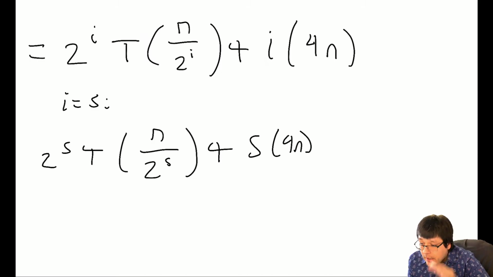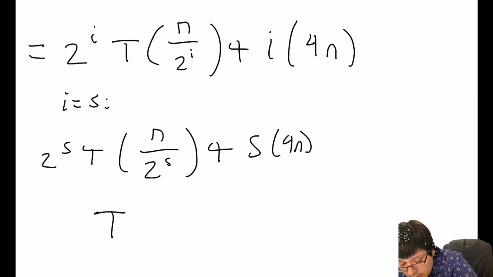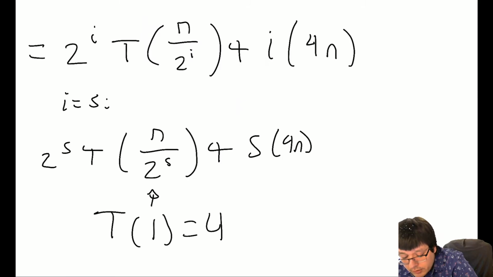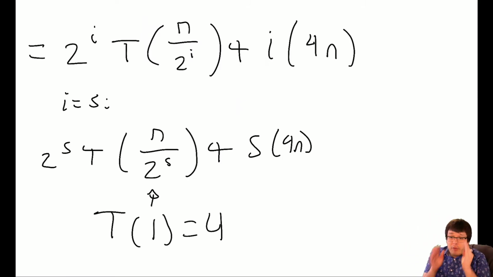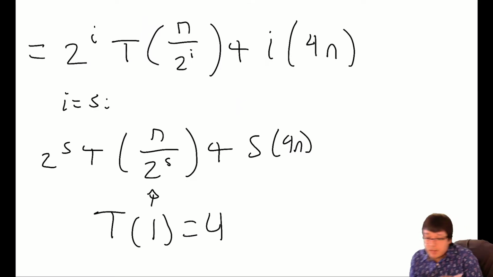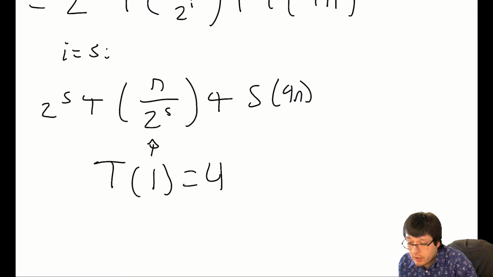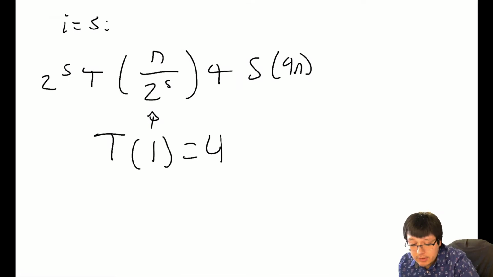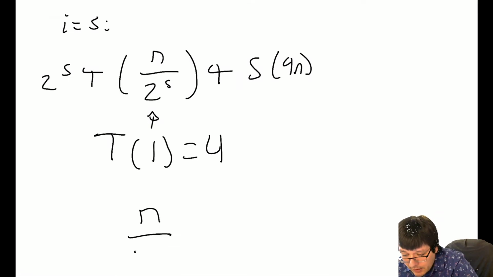Okay, how many times do I have to go to get to my base case, which is to be able to make this inside part equal T(1) equals 4, right? Because I know that's the base case. So how far do I have to go before n divided by 2 to the i becomes that? Well, let's just go ahead and plug it in, because that's what I need to do. I need to make n divided by 2 to the i, because that's what's inside of the T part, right?